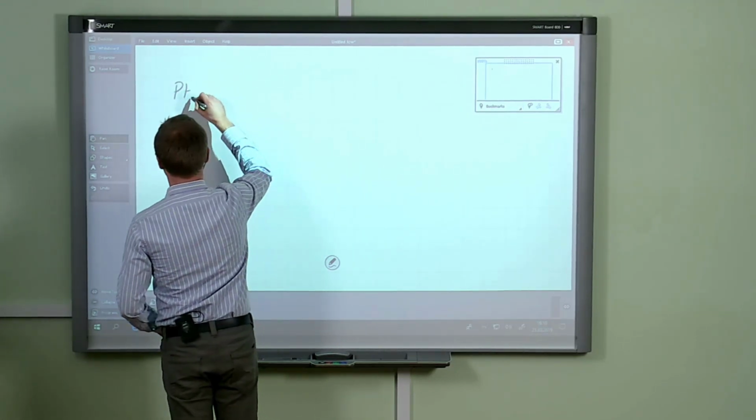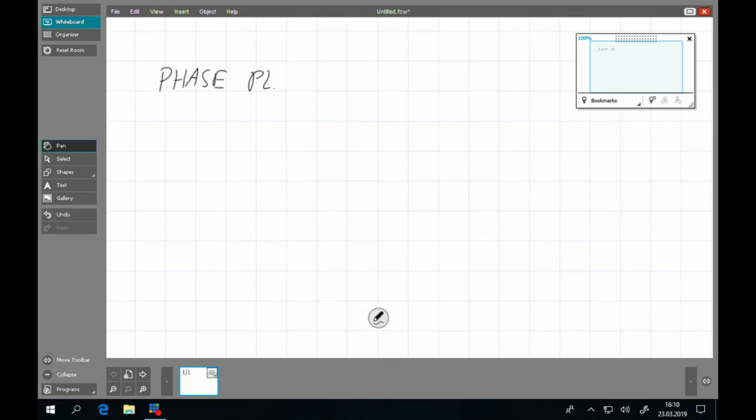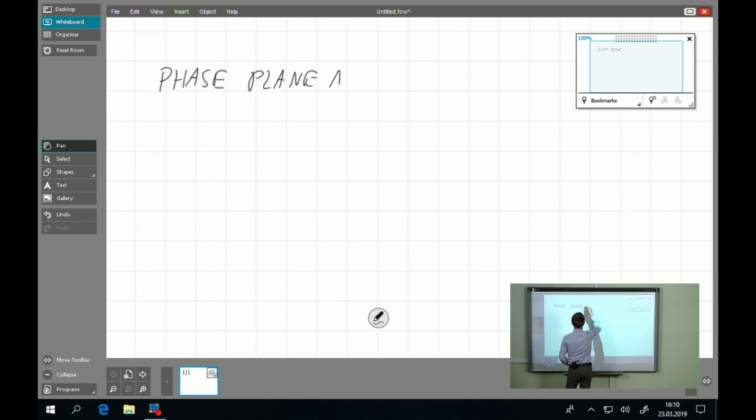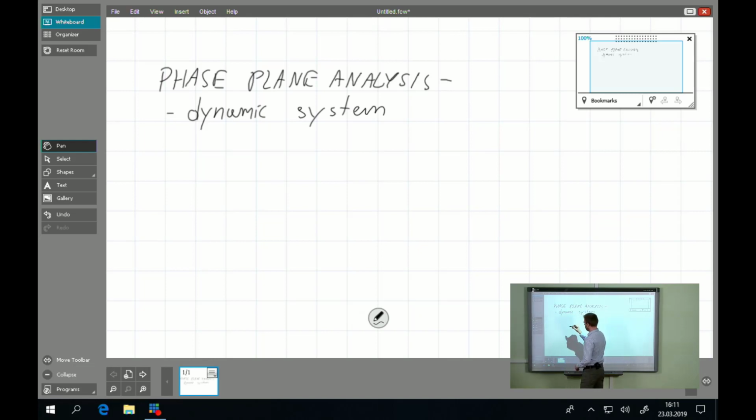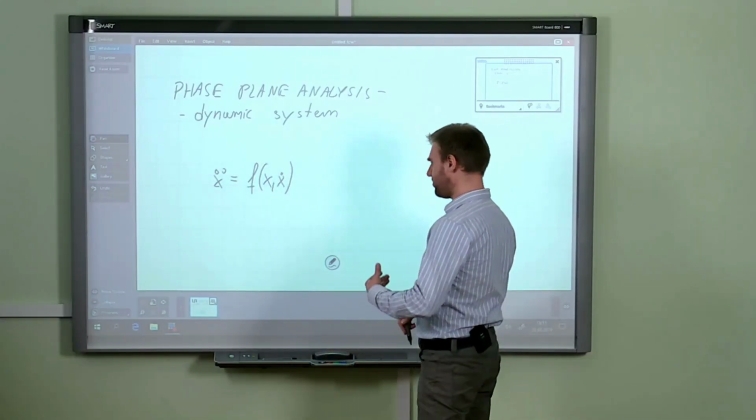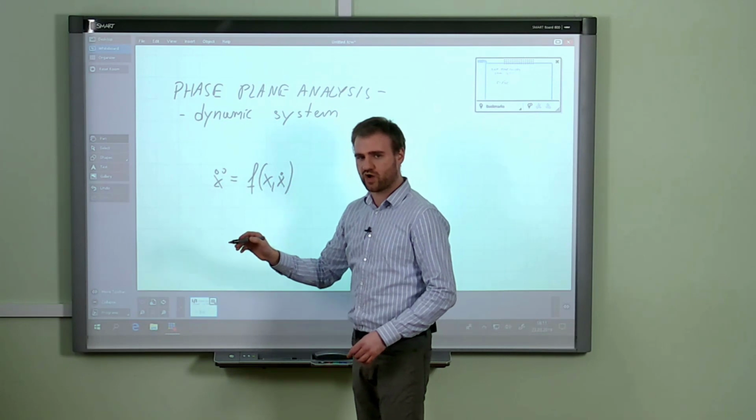Okay, let's write down the topic: phase plane analysis, and it will be about dynamic systems. I mean, we'll be speaking about the system which can be described by such an equation. I mean the x double dot and the right hand side in the form of the function of x and x dot.